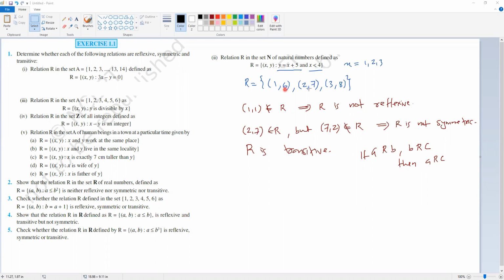1 is related to 6 but 6 is not related to any other element. 2 is related to 7, 7 is not related to any other element. 3 is related to 8 but 8 is not related to any other element. So you will not get two sets of elements like this, A related to B and B related to C, ऐसे आपको नहीं मिलते. So ट्रांसिटिविटी बोलती है कि ऐसे मिलेंगे तो then first should be related to C. ऐसे नहीं मिलेंगे तो there is nothing there, so it is automatically transitive.